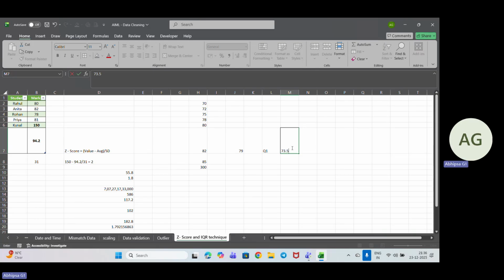Okay. Next, coming down to Q3. Q3 would be, of course, 80 coming down to 300. This would be my Q3 values. So for Q3 we will be doing 82 plus 85 divided by 2. That is around 83.5.